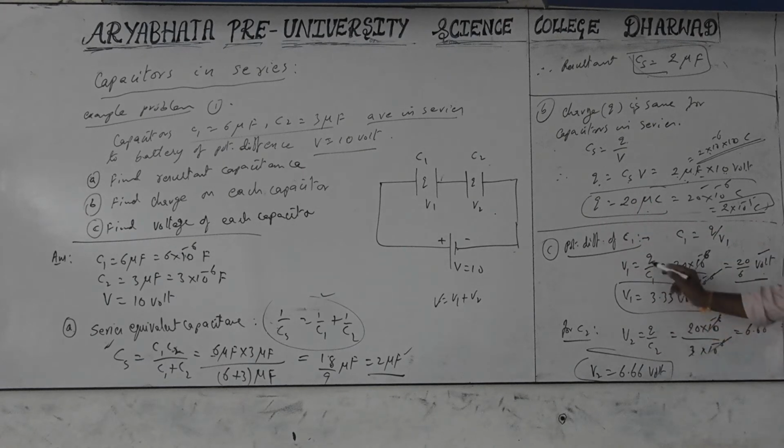Next is the potential difference across the second capacitor. V2 is equal to, in a similar way, Q by C2. So substitute the values. Q equal to 10 to the power minus 6 by C2, which is 3 microfarads, 3 into 10 to the power minus 6. The power cancels. After that, 20 by 3 volts, which is 6.6666, recurring 3.